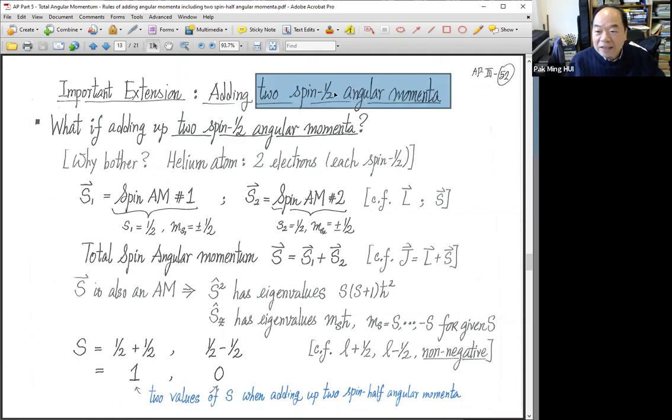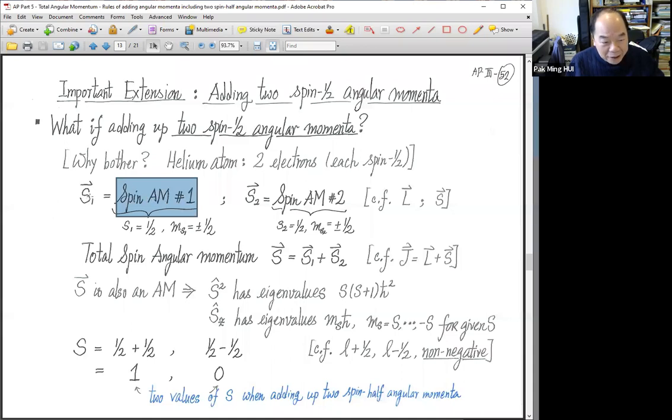I want to add them up. What happened? Okay, so let me define the situation. I have something called a spin number 1. AM is angular momentum. So spin angular momentum number 1, and this 1 is meant to label number 1. It's not an X, Y, Z component.